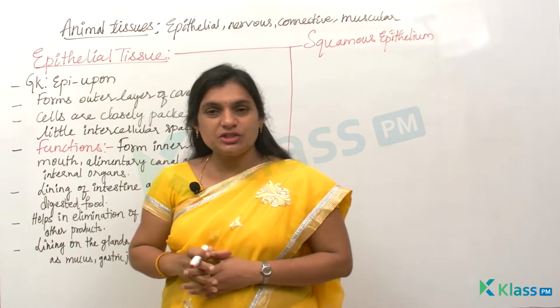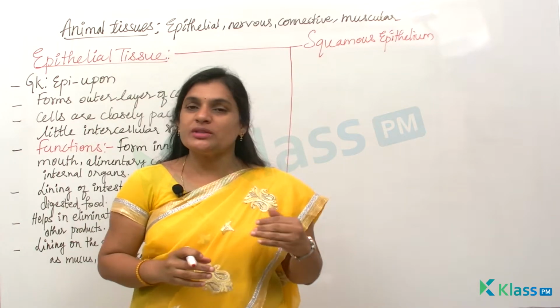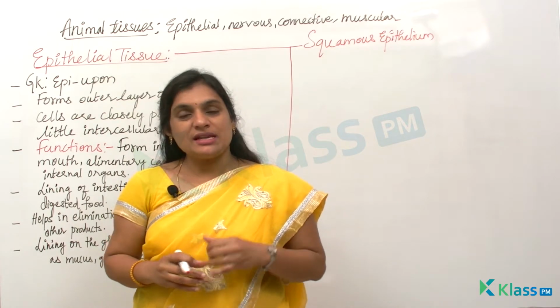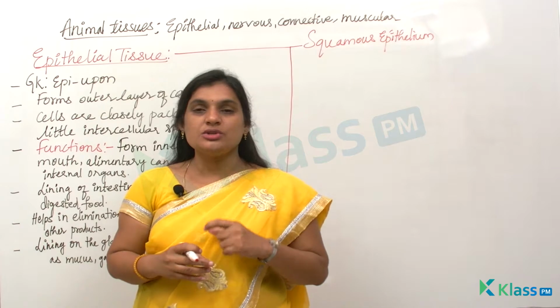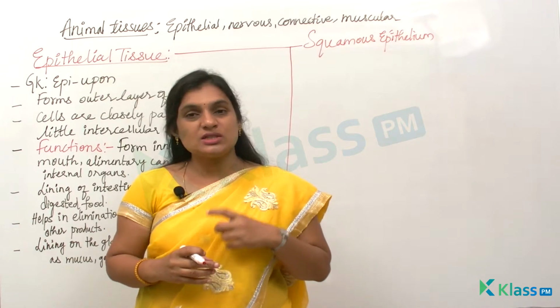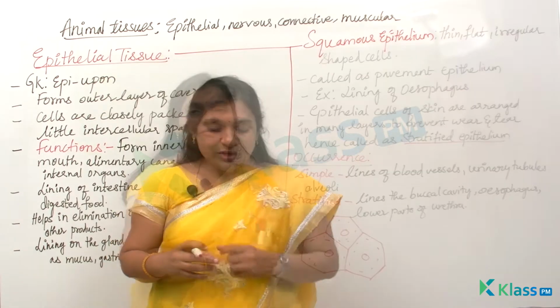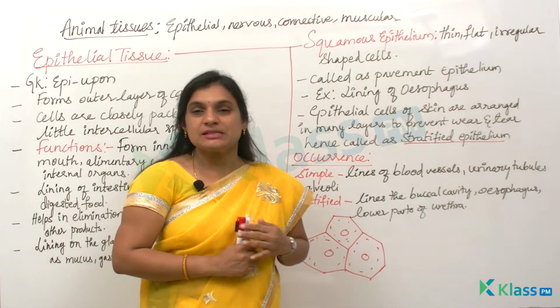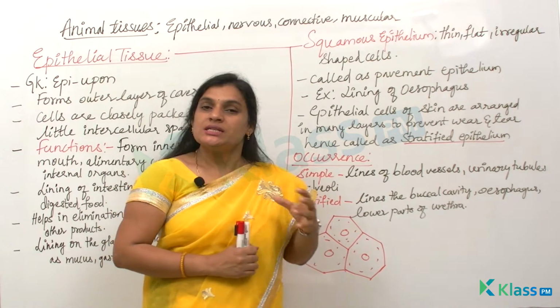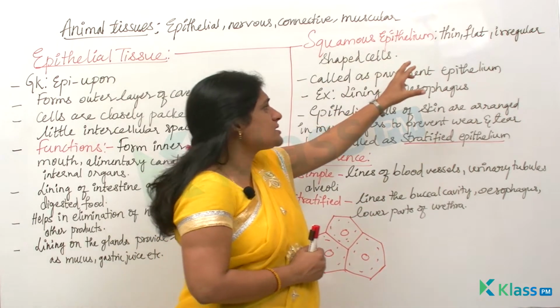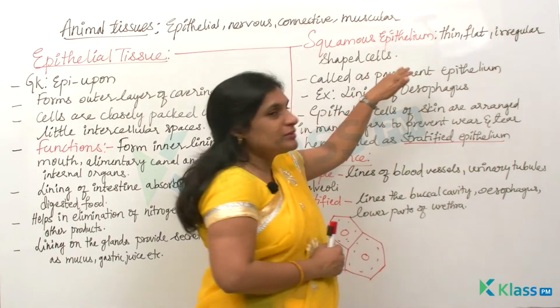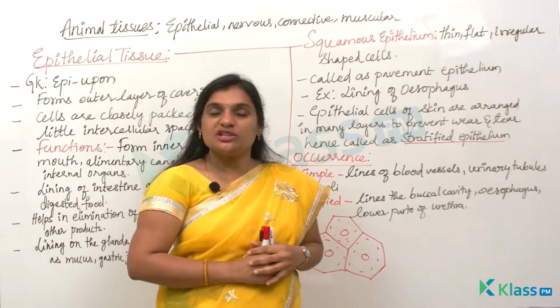See, this epithelial tissue, based on the arrangement of the cells, is classified into various types. The first epithelial tissue you are going to learn is squamous epithelial tissue. So the squamous epithelium possesses thin, flat, irregular shaped cells.